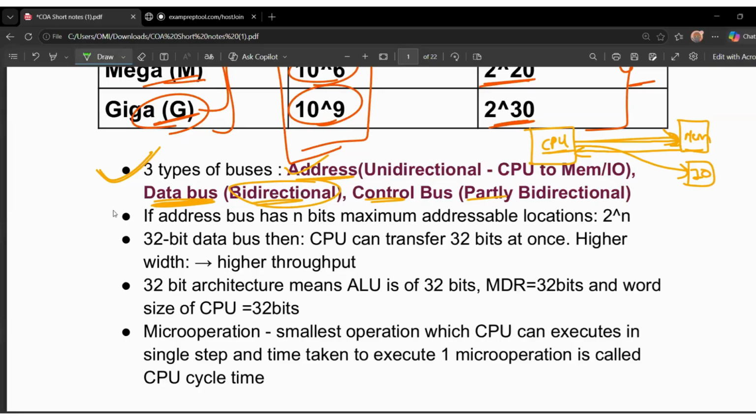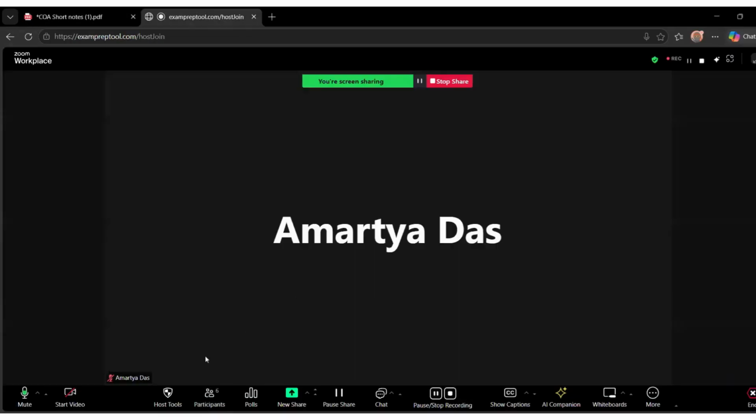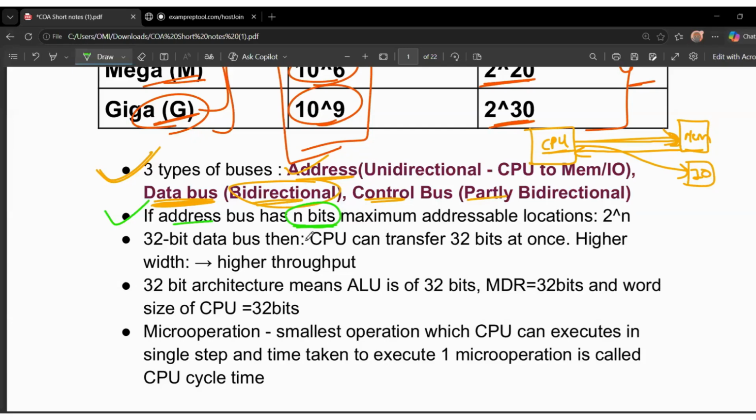Now we have seen this particular important formula. If the address bus has n bits, how many maximum addressable locations can we represent? We can represent 2 power n. If you have n bits, then we can represent 2 power n locations in memory.